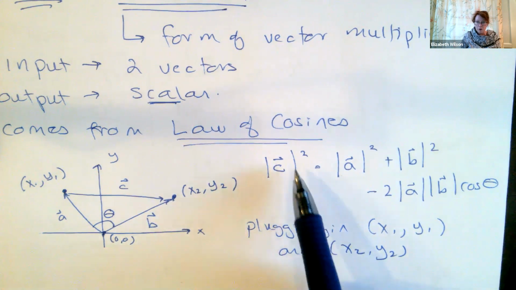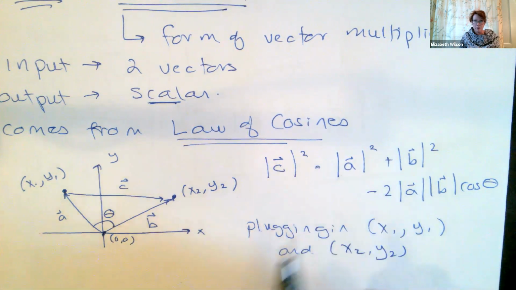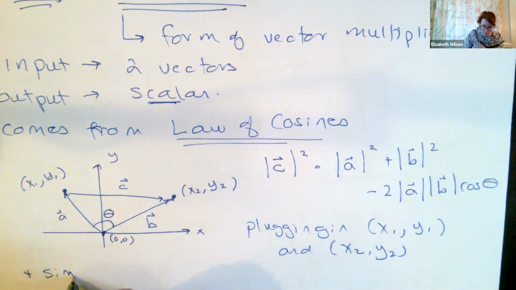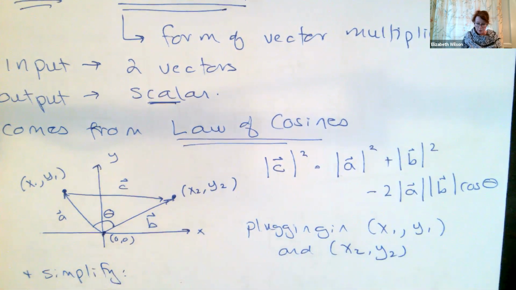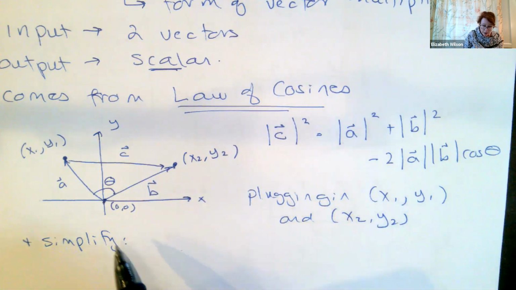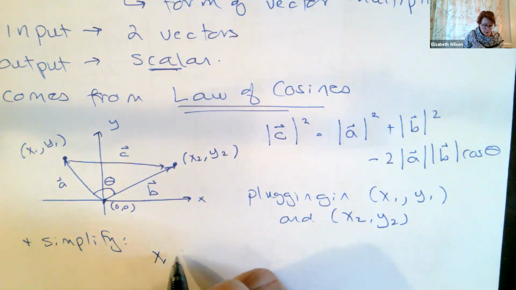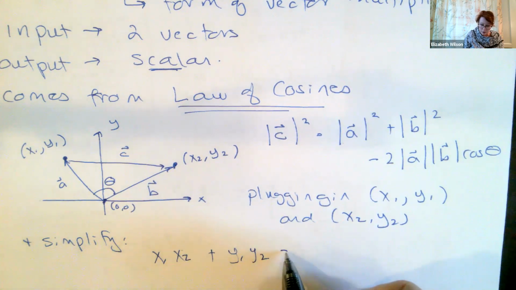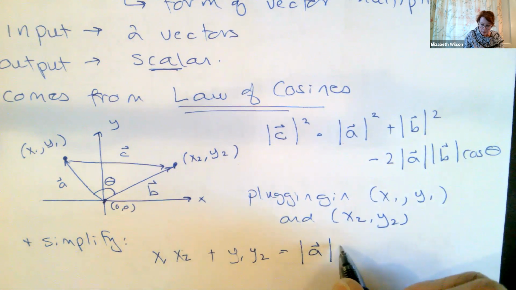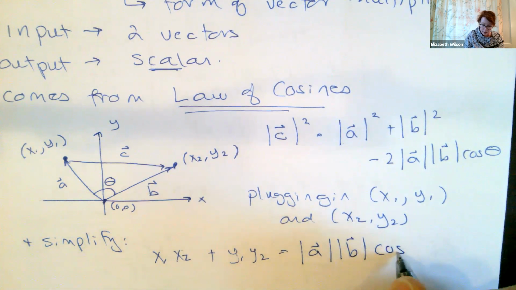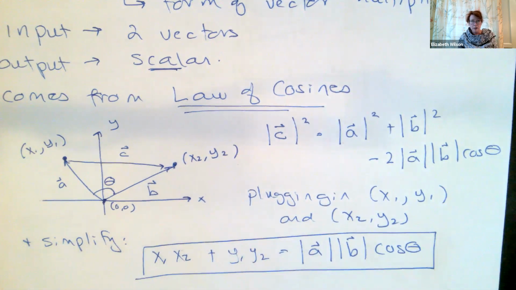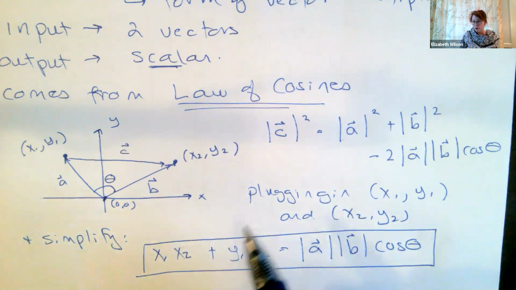I'm not going to plug everything in and simplify it because I'm just trying to tell you where these things are coming from. But if I plug in x1, y1, x2, y2, and then simplify, what am I going to get? I'm going to get x1 times x2 plus y1 times y2 equals the magnitude of A times the magnitude of B times the cosine of theta. There's a lot of simplification going on here, which I'm not showing you because it's not totally relevant to what we're trying to do.